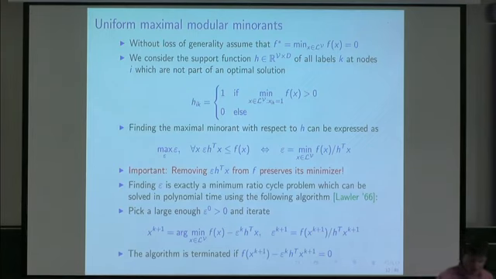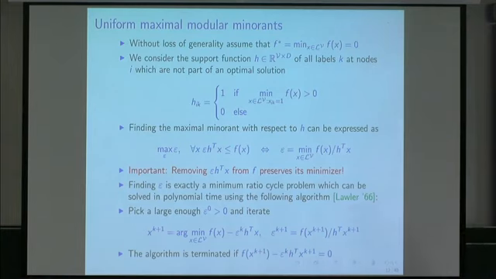What is important is that if we remove epsilon times H transpose X from our function, this preserves the minimizer. So we just reparameterize our function, but the minimum stays the same. And this has then to be taken over to the other function. When you look at this problem, this is a well-known problem. It's a minimum ratio cycle problem. So you can use, for example, the algorithm that has been proposed by Lawler in '66. And it works as follows.